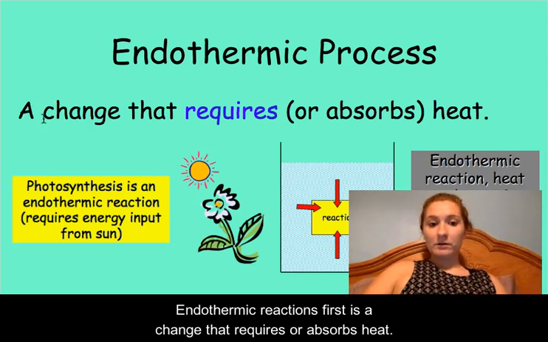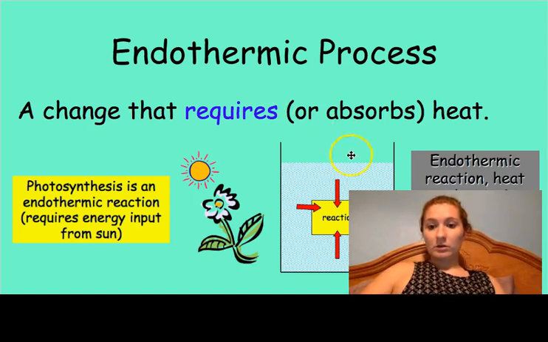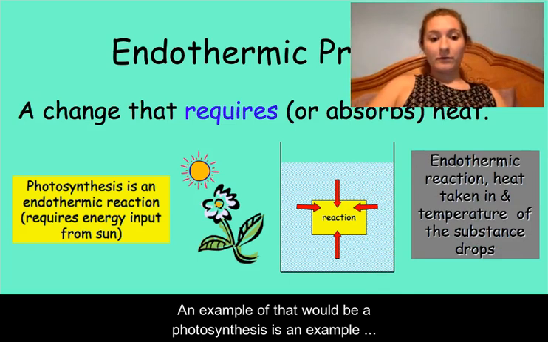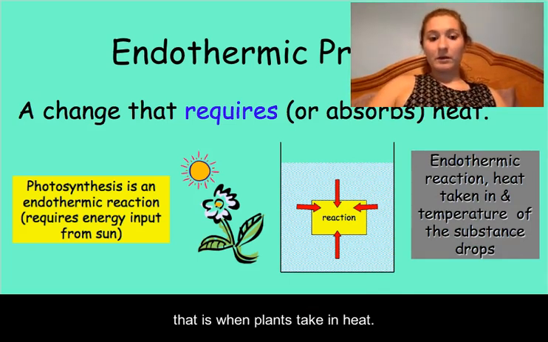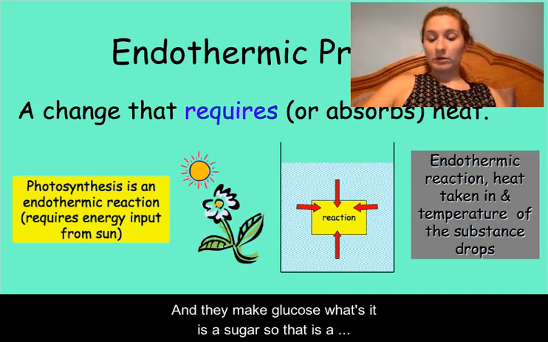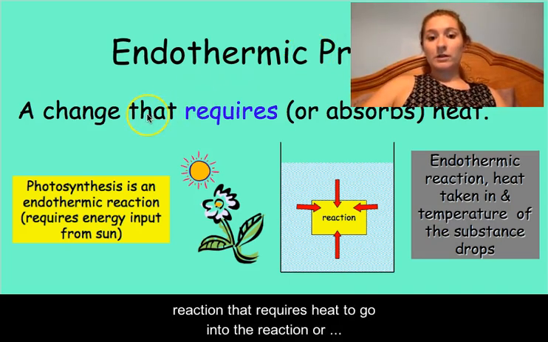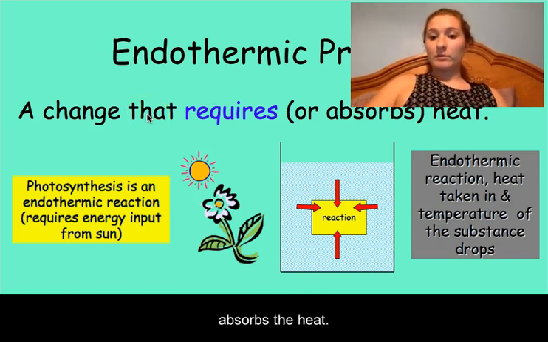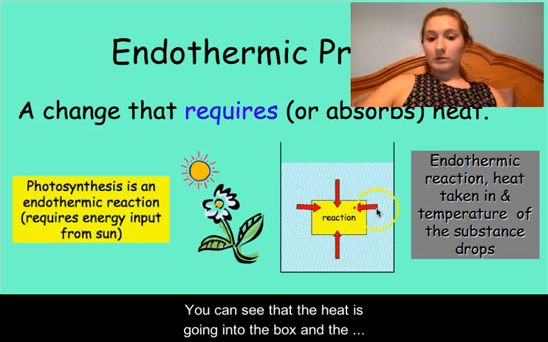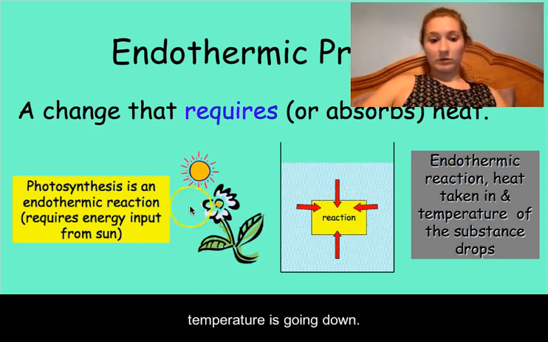Endothermic reactions first is a change that requires or absorbs heat. An example of that would be photosynthesis. That is when plants take in heat and then they make glucose, which is a sugar. So that is a reaction that requires heat to go into the reaction, or it absorbs the heat. So over here, this little box, you can see that the heat is going into the box and the temperature is going up.